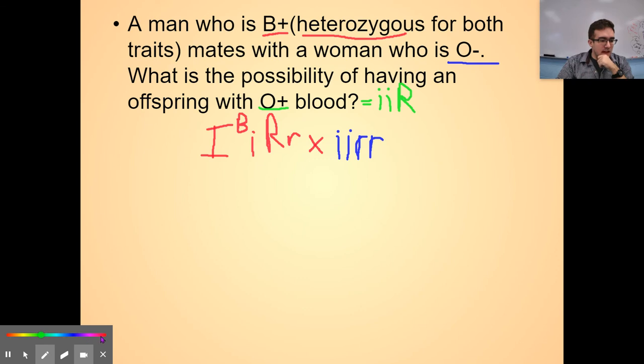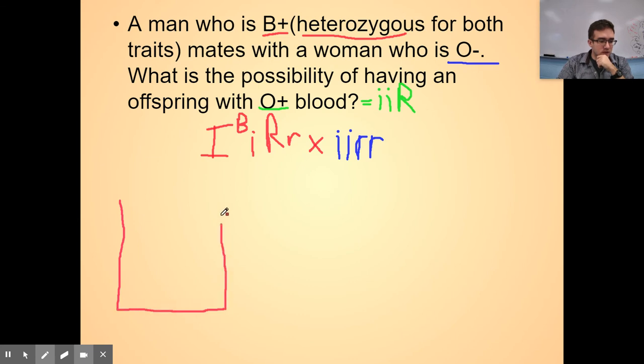So we'll do the dihybrid. Remember, you don't have to do the full 16-box Punnett square. You can do the cheating way, because Mendel says traits are inherited separately from each other, the law of independent assortment. So we'll do the blood first.